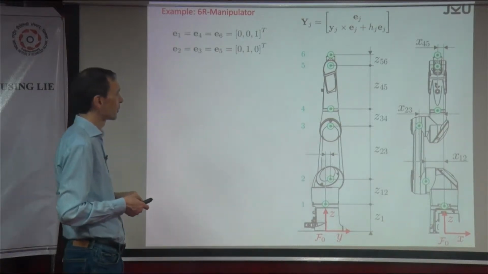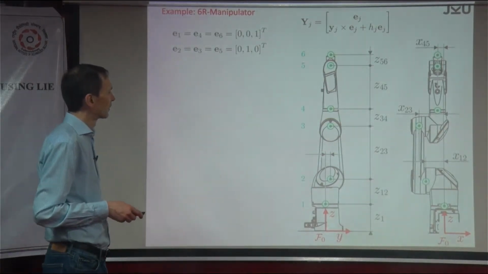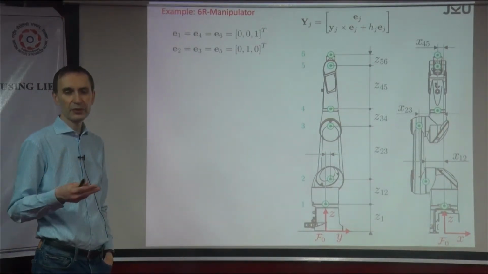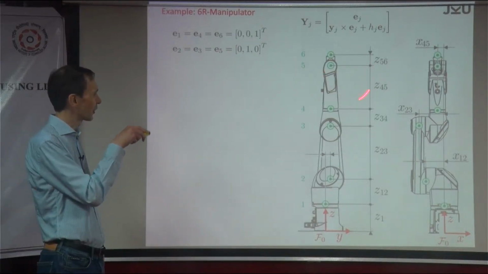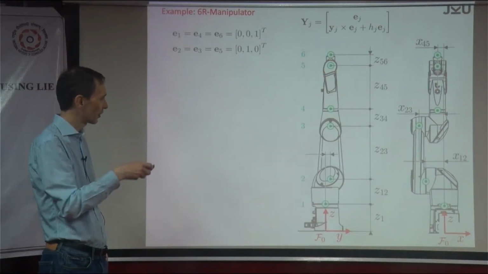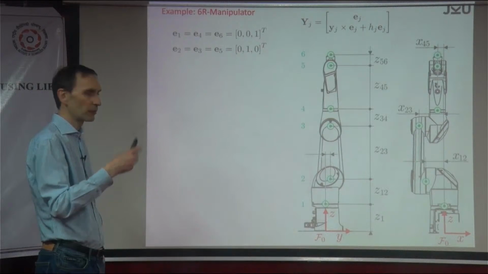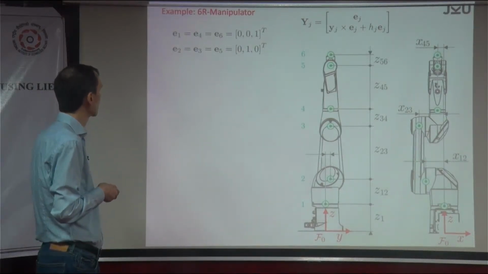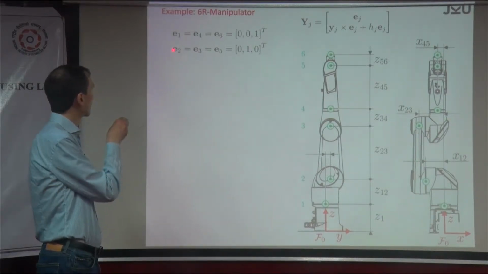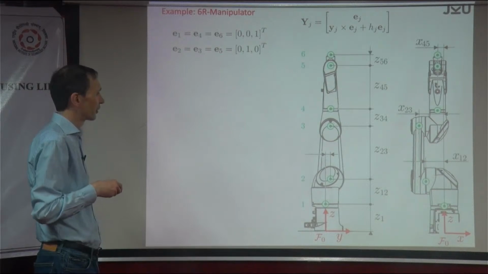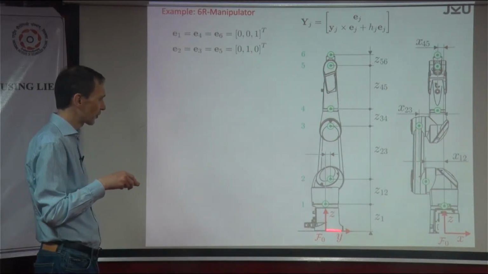I mean, most of the robots are built like this. They call them wrist-partitioned robots, in the sense that you have a wrist here that does the orientation, and then the first three are essentially there to make the positions. Okay, so yeah, E2, E3, E5, they go along the y-axis, which is this one.